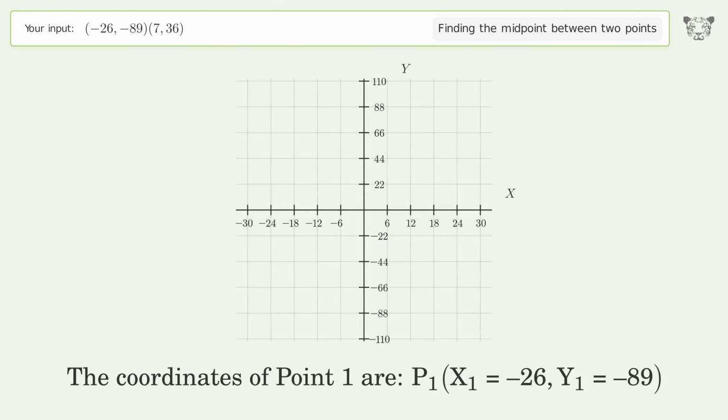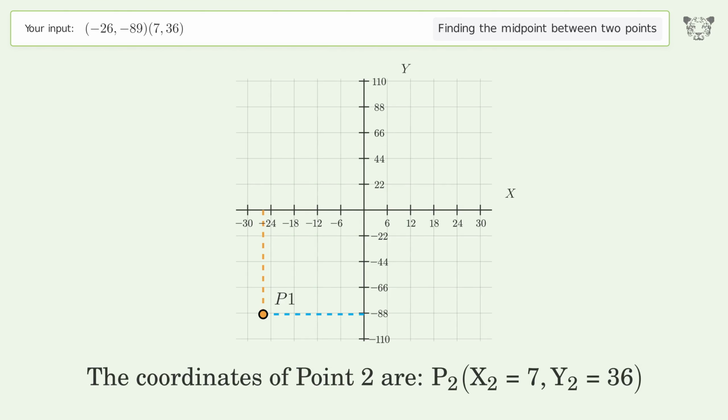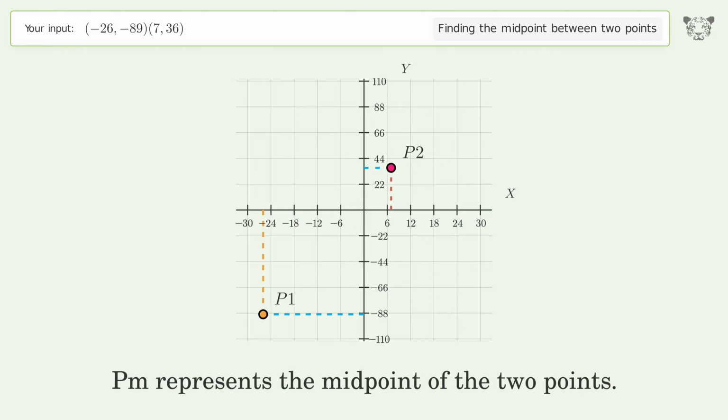The coordinates of point 1 are x1 equals -26, y1 equals -89. The coordinates of point 2 are x2 equals 7, y2 equals 36. PM represents the midpoint of the 2 points.